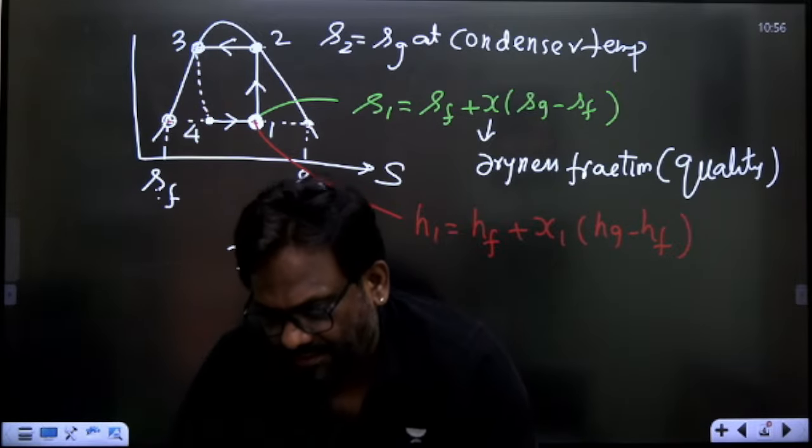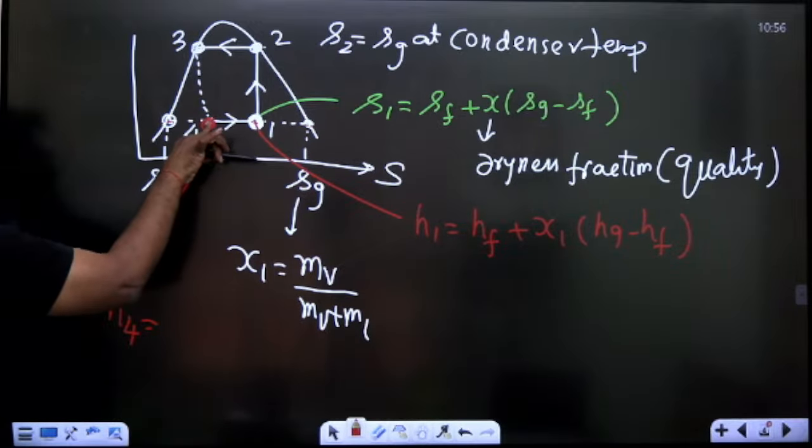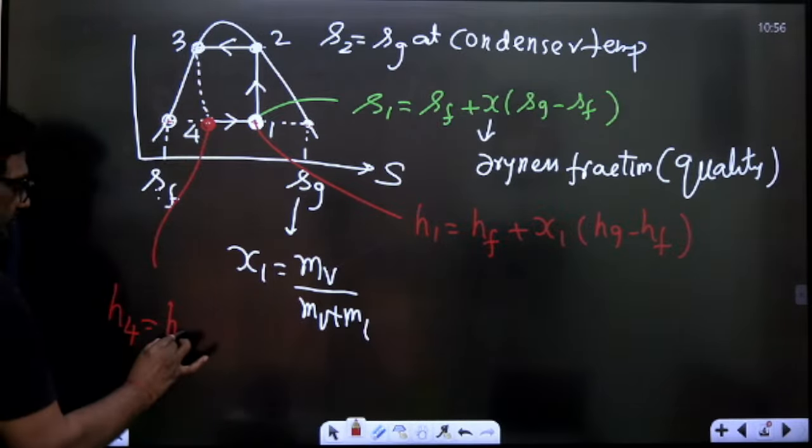Similarly, how can I write the enthalpy at point 4? My dear friends, you tell me. It is in the wet region, so what will we do? hf plus x4. Please see the difference between this and this. When you are writing the enthalpy here, I should take the dryness fraction of that point only. If you want the enthalpy here, it will be x1. So if you want the enthalpy at point 4, h4 is equal to hf, the enthalpy here, plus x4 into hg minus hf, where hg is the enthalpy here. Hope you understood. Very good.